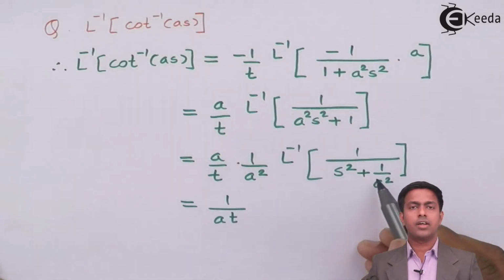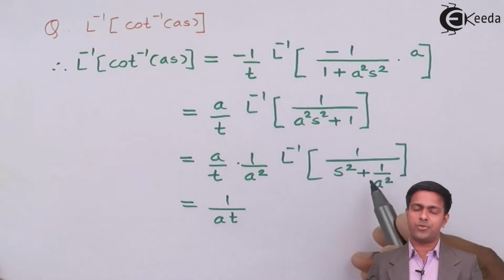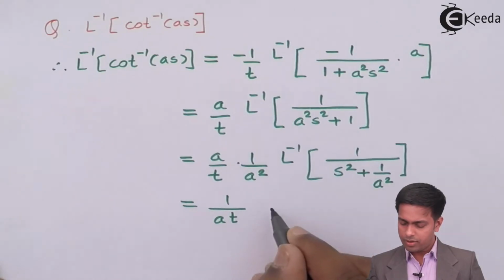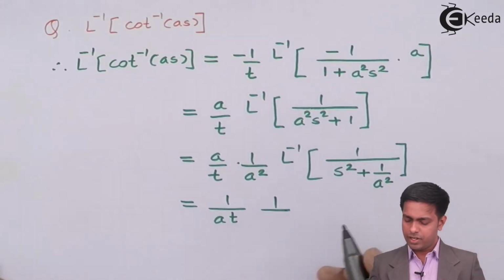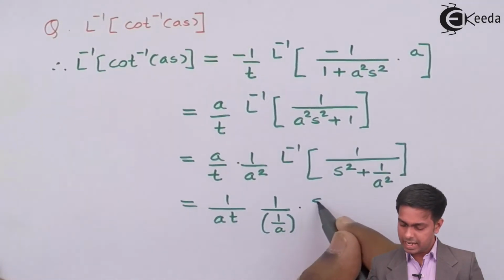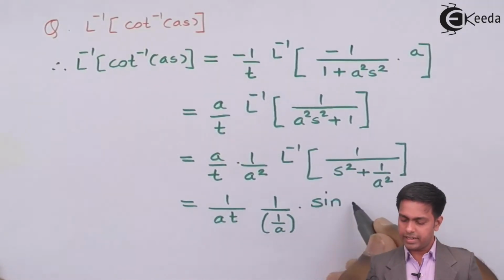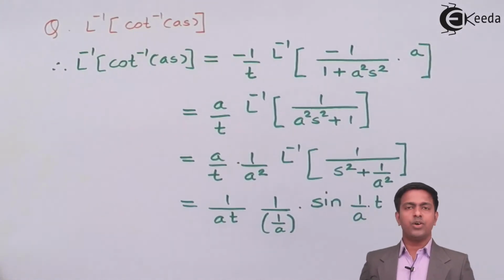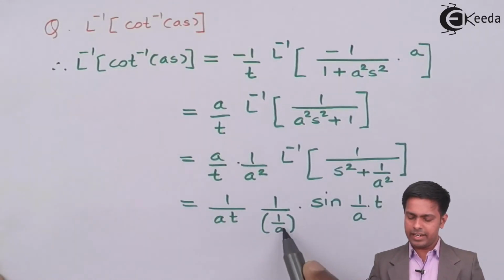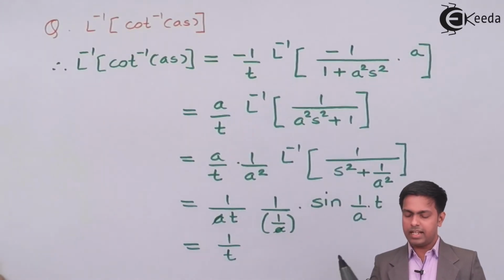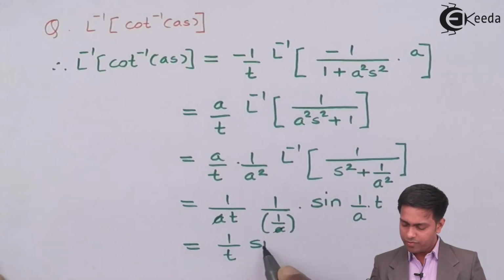and here if you see, it is matching with one of our formulas. That formula is 1 upon that constant a, which is 1 by a into sine of at, that is here a is 1 upon a, into t. If we readjust it, a and a cancel, so here we will get 1 by t, and this term will become sine of t upon a.